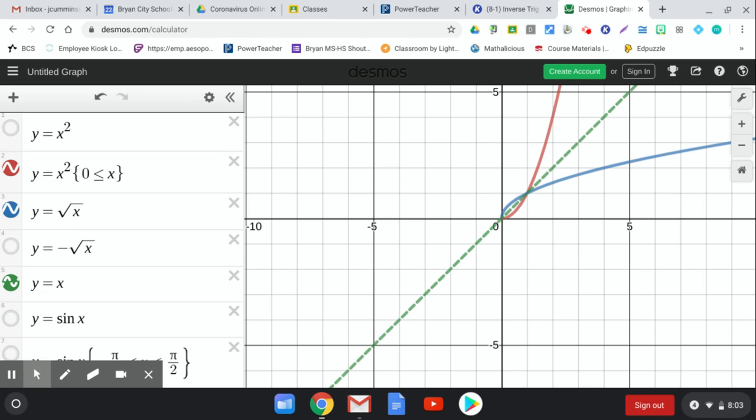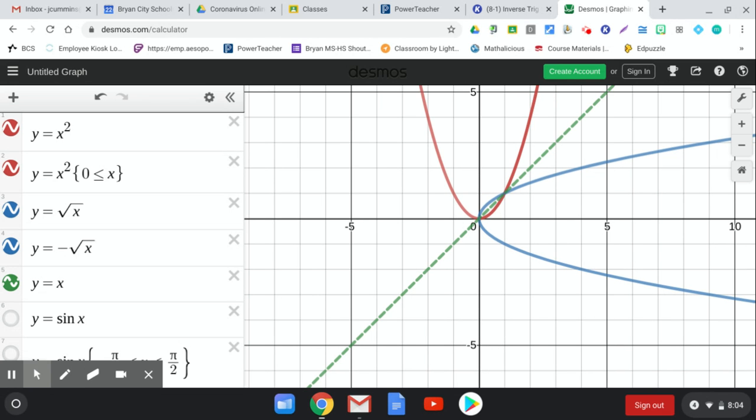So what this means is, if you want your inverse to pass the vertical line test, that means your original function needs to pass what we call the horizontal line test. Okay, so any horizontal line can't hit it twice.